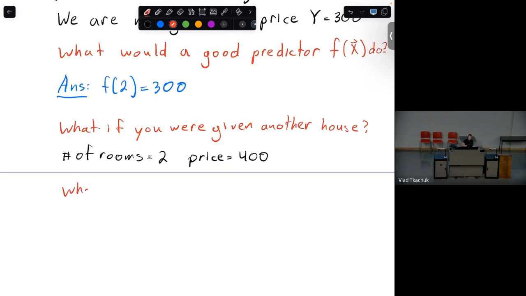So what would a good f hat do? Should it output 400 now if its input is 2? Should it output 300? Should it do something else? Does anyone have a guess? What do you think it should do? Sure.